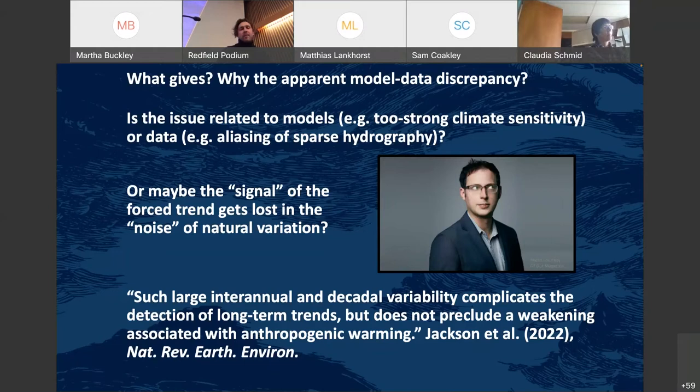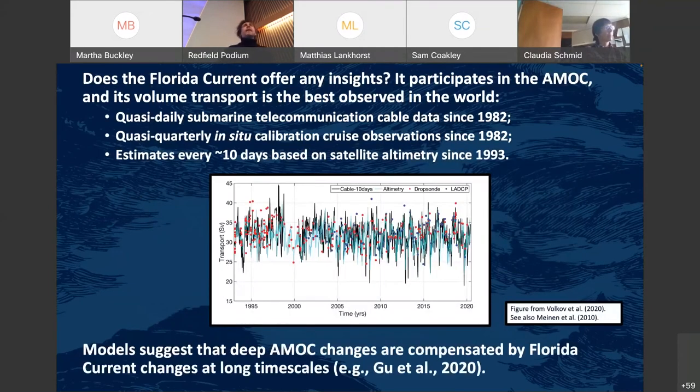So reviewing that literature, I thought to myself, well, does the Florida Current have anything to say about this? I'm going to be very clear: the Florida Current is not the AMOC. However, it participates in the AMOC, and it's our best observed current in the world.